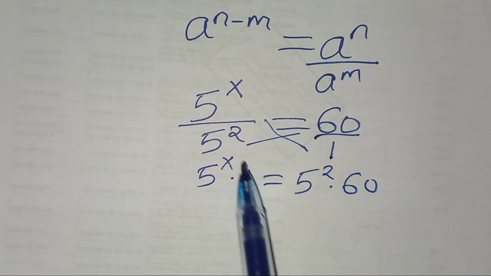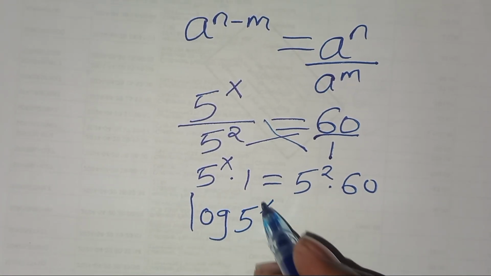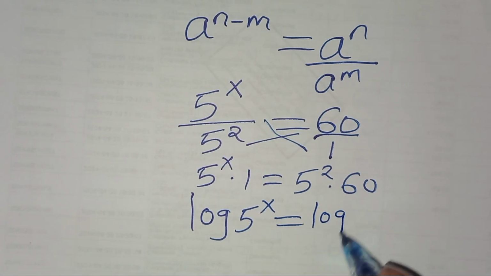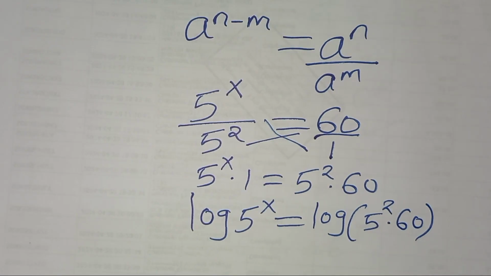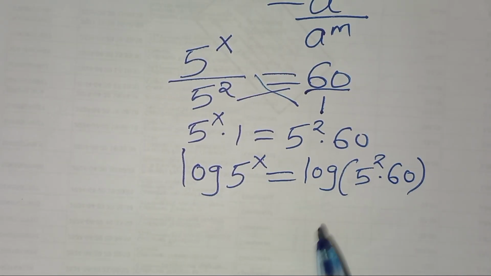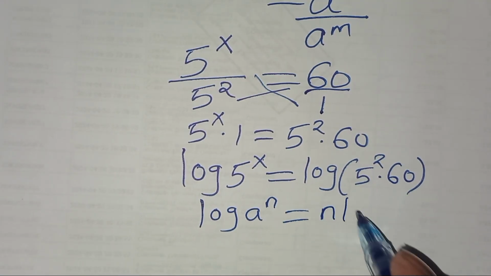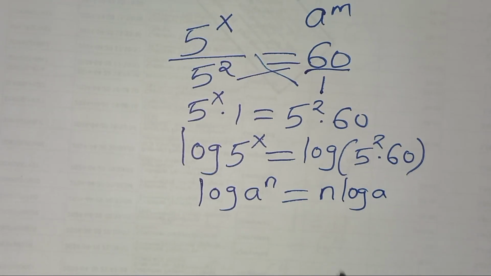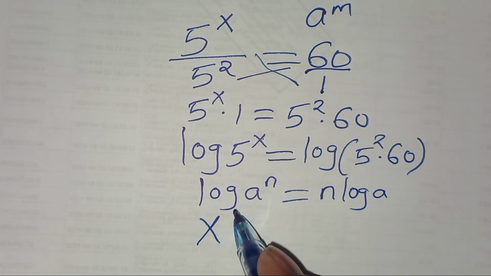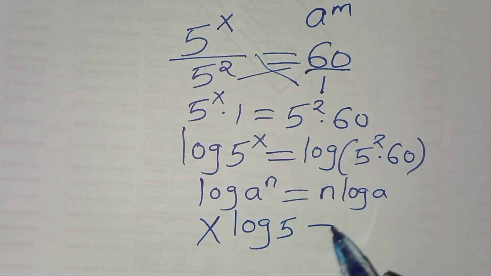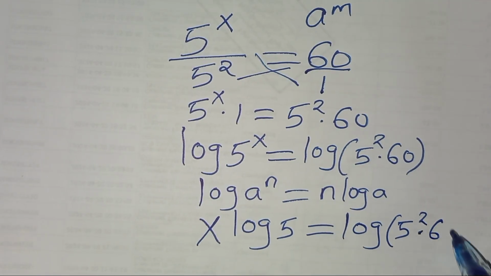Now, to solve for the value of x here, let's introduce the logarithm on both sides. That is log 5 to power x. This is equal to log 5 to power 2 multiplied by 60. Now, log 5 to power x, this is in the form of log a to power n, which you can express as n log a. Now, applying this power rule property of logarithm, then log 5 to power x can be expressed as x log 5. This is equal to log 5 to power 2 multiplied by 60.